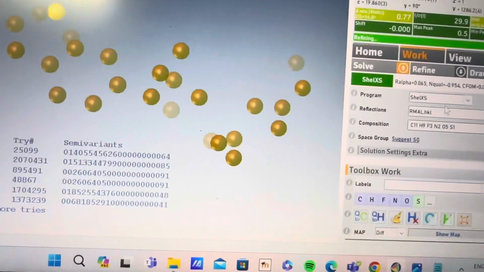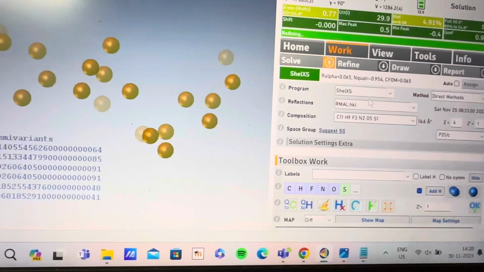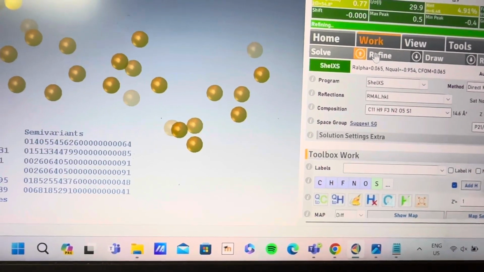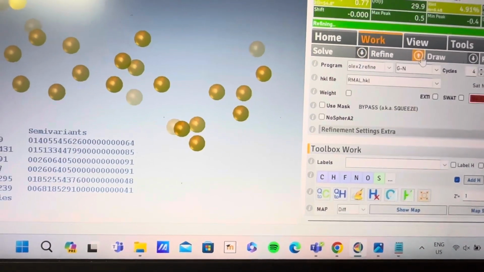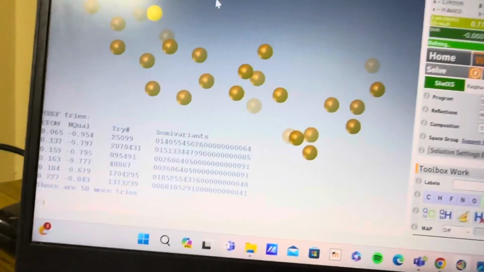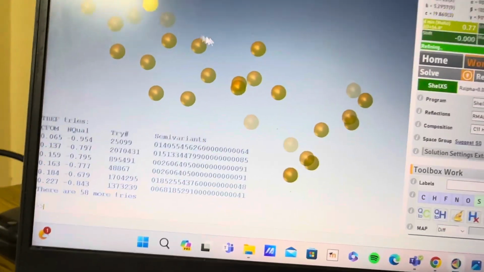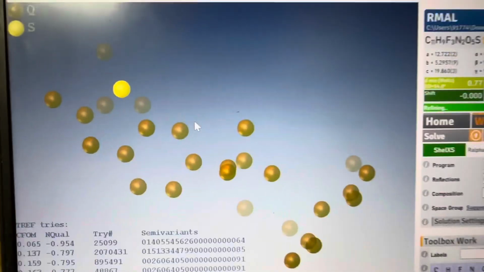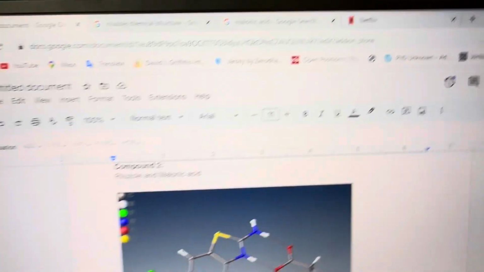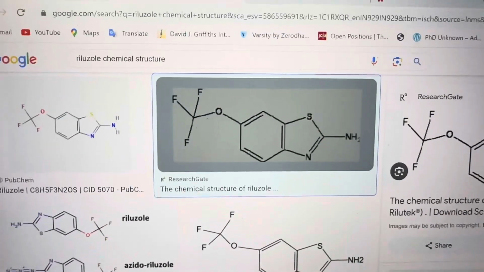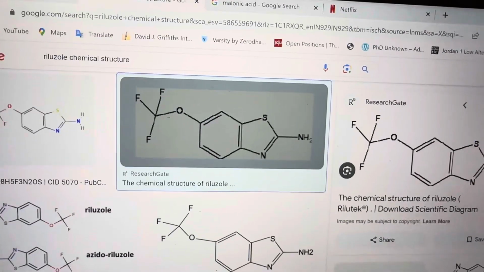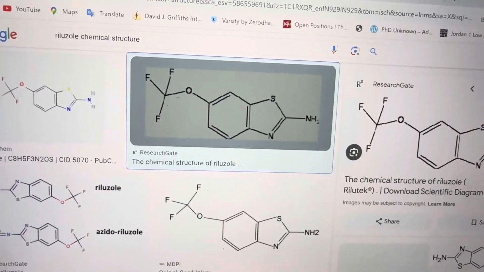While solving, as you can see here, I have used the shell access solver program. Refining has been done using the OLX2 refining program. This is a tentative 3D arrangement of the atoms in the compound. Now, sir mentioned in the video that this particular compound was a co-crystal of riluzole and malonic acid.